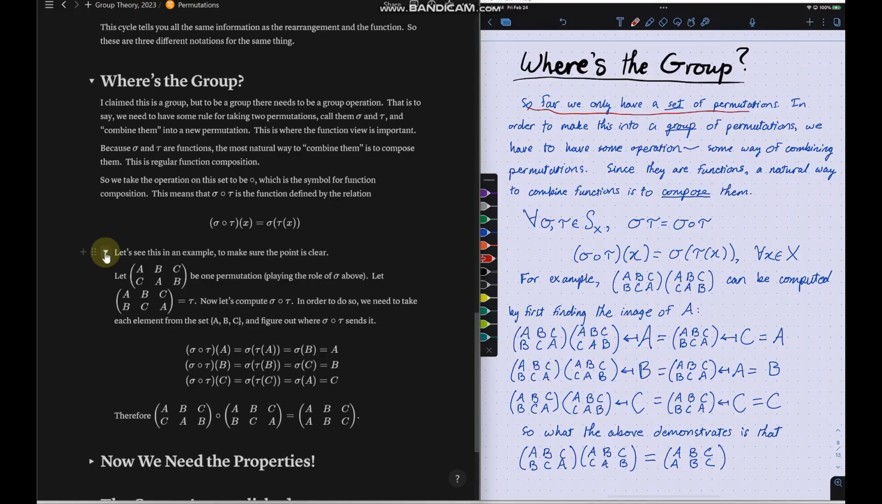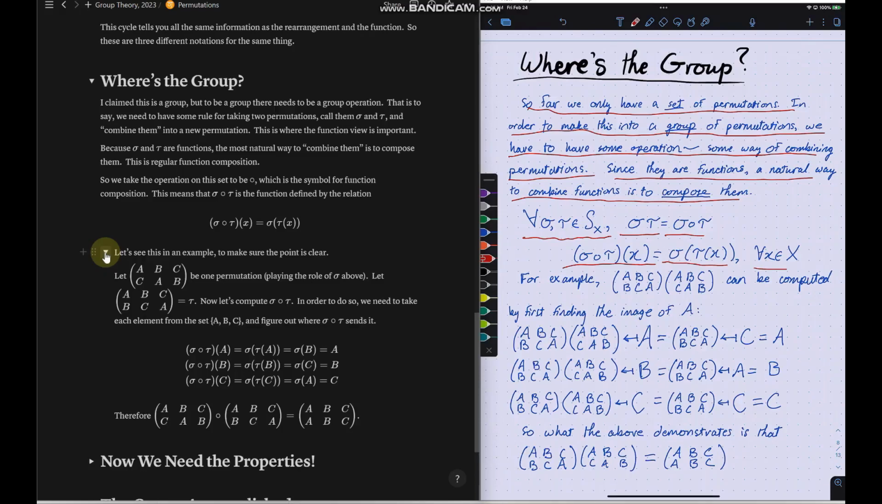So far, we only have a set of permutations. In order to make this into a group of permutations, we have to have some operation, some way of combining permutations. Since they are functions, a natural way to combine functions is to compose them. So that is to say, for all sigma, tau in the set of permutations on X, the product sigma tau is equal to the composition sigma composed tau. That is defined by sigma composed tau on any element x is defined to be sigma of tau of x for all x in X.